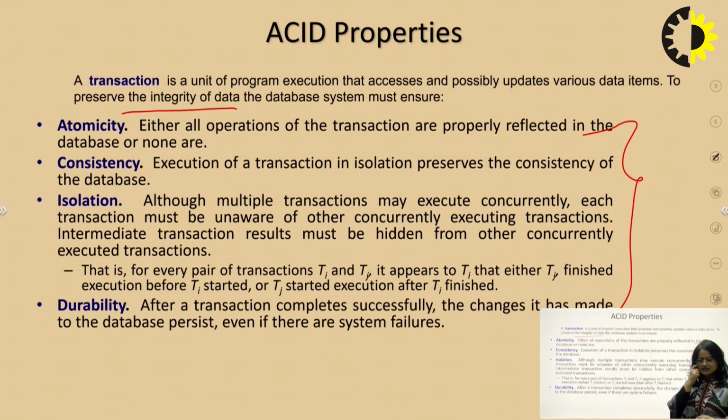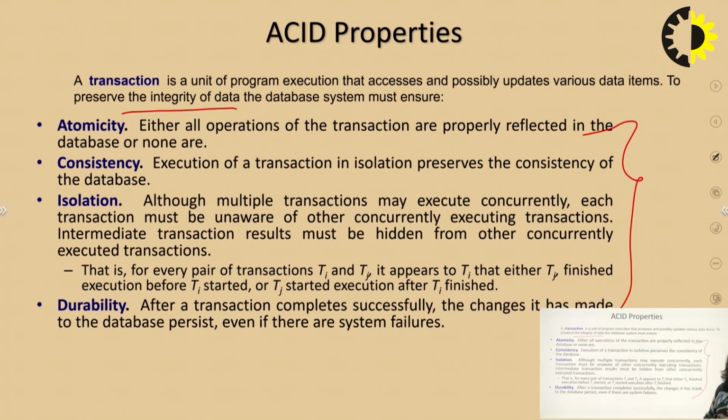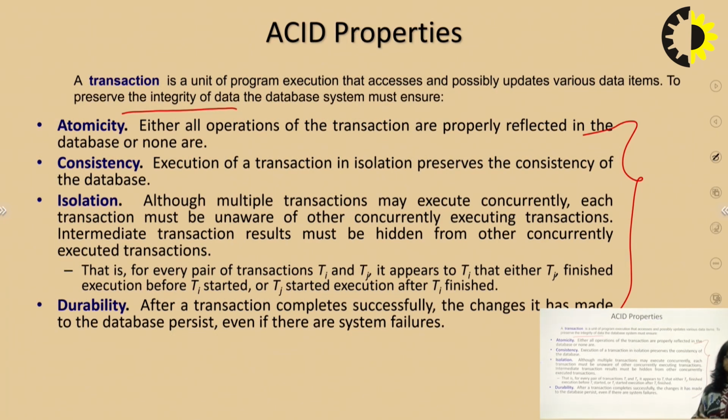Now coming to the next, that is consistency. We have already discussed consistency here. Execution of a transaction in isolation preserves the consistency of the database. Before the transaction happened, the value of A plus B was 500, and after the transaction the value is again 500. So we can say that yes, the transaction is following the consistency rule. Execution of a transaction is assumed to happen in isolation, and that is why it preserves the consistency.